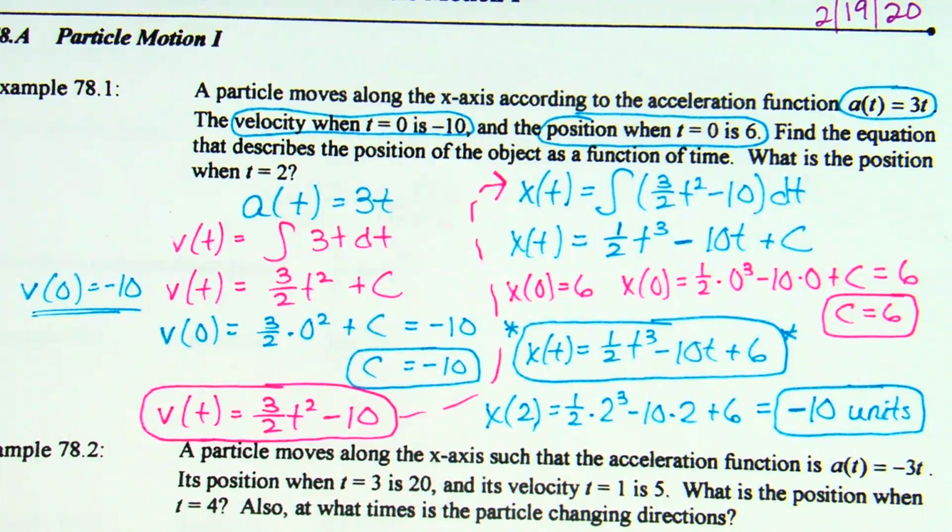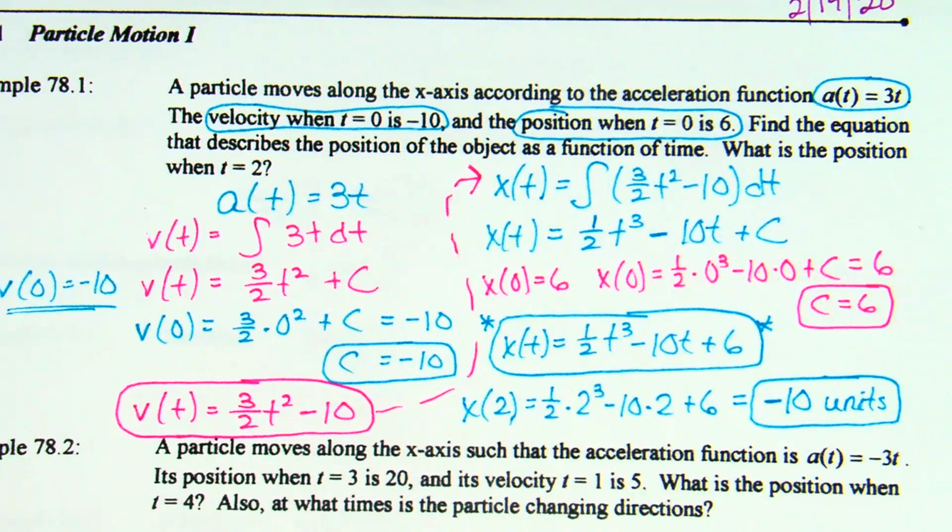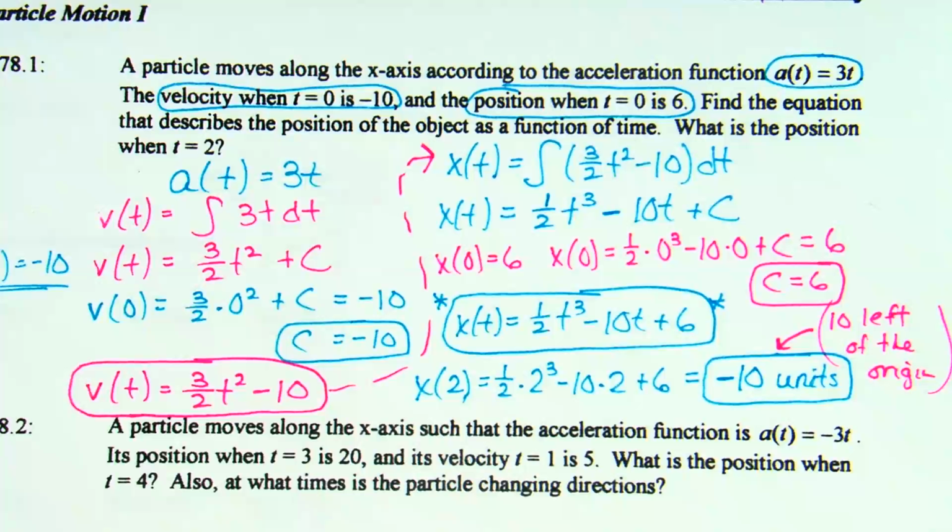Okay, so that is the one thing I was going to write in here: what this negative 10 represents, and realize it's 10 left of the origin. When we're talking particle motion right now, we're just moving along the x-axis, right? So negative 10 is 10 left of the origin. Questions on that example?